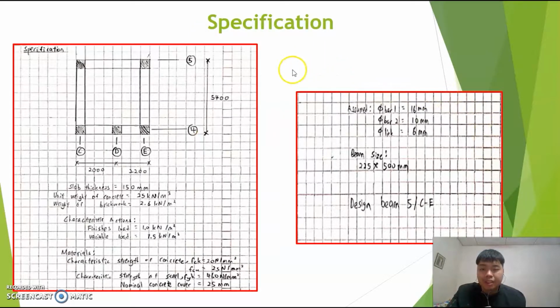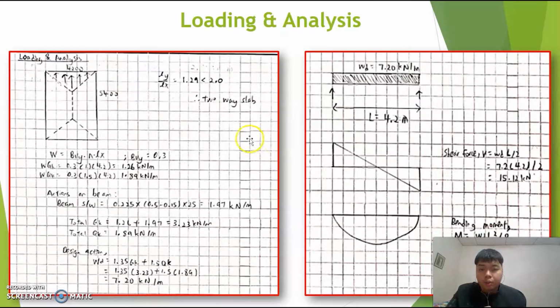Firstly, the specifications are the same as I presented previously. I assume the diameter of bar 1 is 16 millimeters, the diameter of bar 2 is 10 millimeters, and the diameter of links is 6 mm. And the beam size is 225 by 500 mm. So next, loading and analysis.